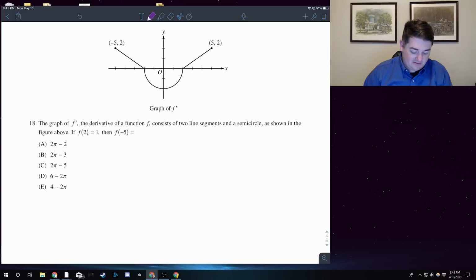Number 18. They're going to give you a graph of f prime and an initial condition. So I'm not going to work the whole thing, but this is a textbook FTC1 problem.